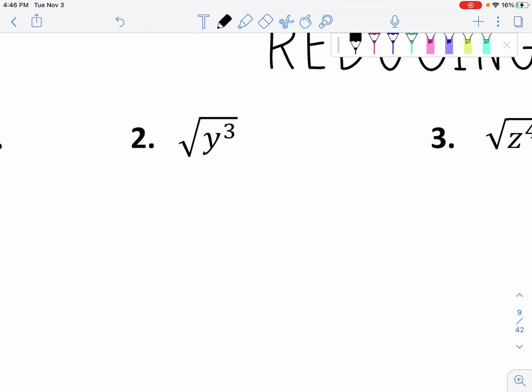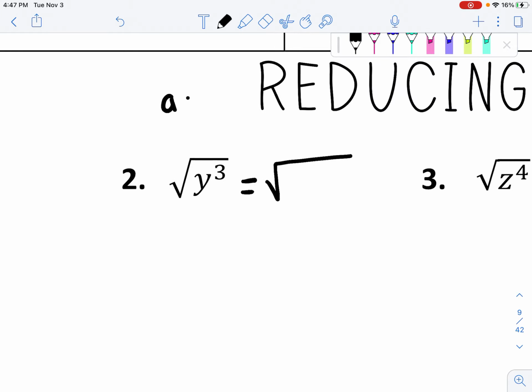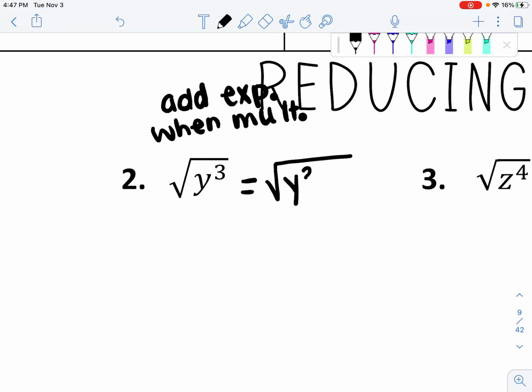The square root of y cubed, well, only even exponents can get released. So what I want to do is rewrite this using even exponents. If you remember exponent rules, we add exponents when multiplying. So I can rewrite this as y squared times y to the first, because according to that rule, since I'm multiplying, I would just add my exponents together, and 2 plus 1 would give me that 3. So these are equivalent. They're the exact same thing.